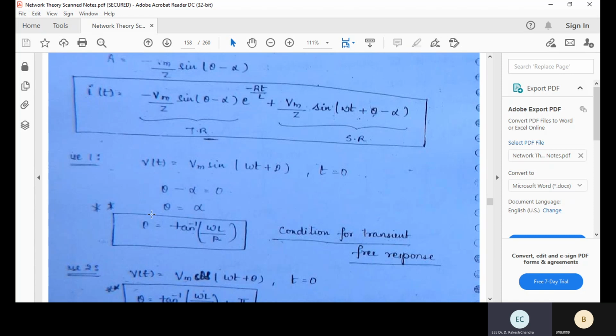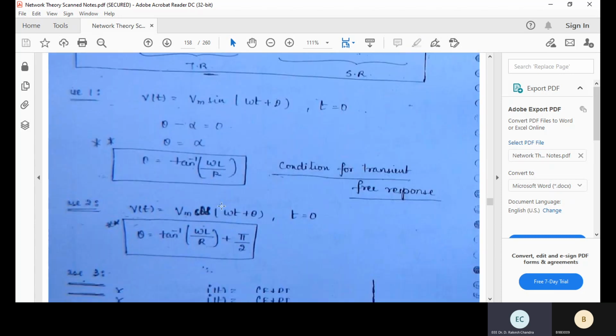I already mentioned this at the beginning of AC circuits, long back. The impedance is R + jXL. Always θ is equal to tan inverse of imaginary component by real component. The imaginary component is XL, the real component is R. XL is nothing but L into ω, the inductive reactance. This is the condition for a transient free response.